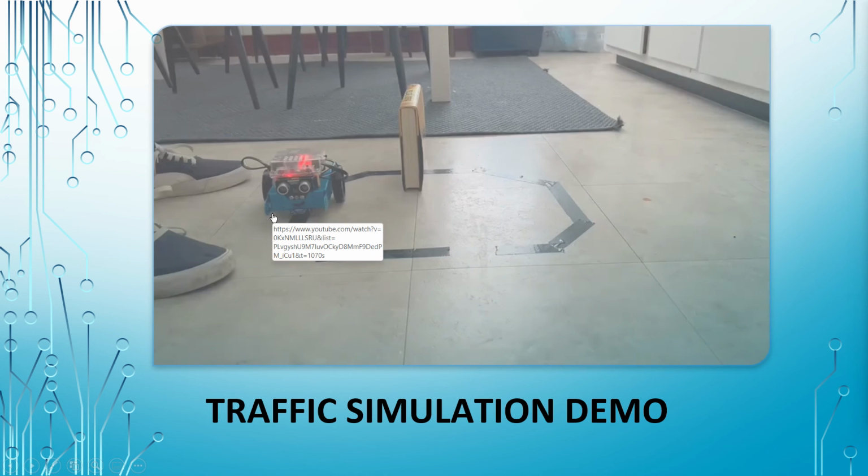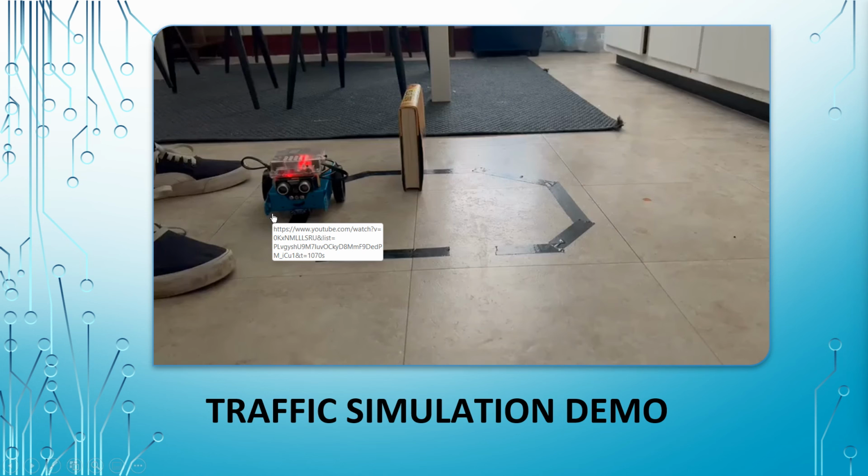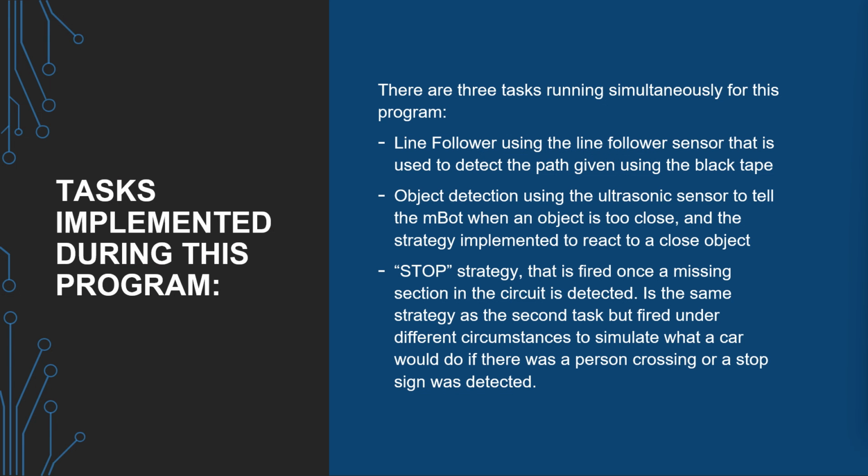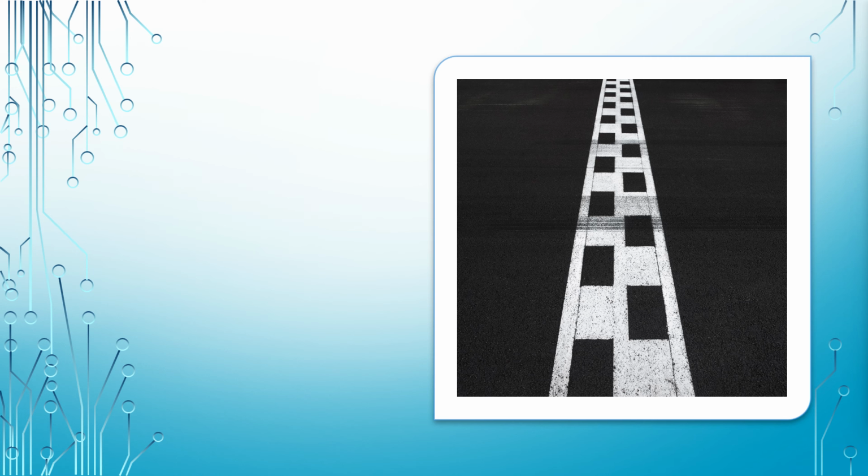This links to a video, but because of time constrictions, I will not be able to show it, but that's what it looks like. So tasks that were implemented, I used the line follower, I used the object detection, and something that I call the stop strategy that fires once there's a missing section or a object in the way.